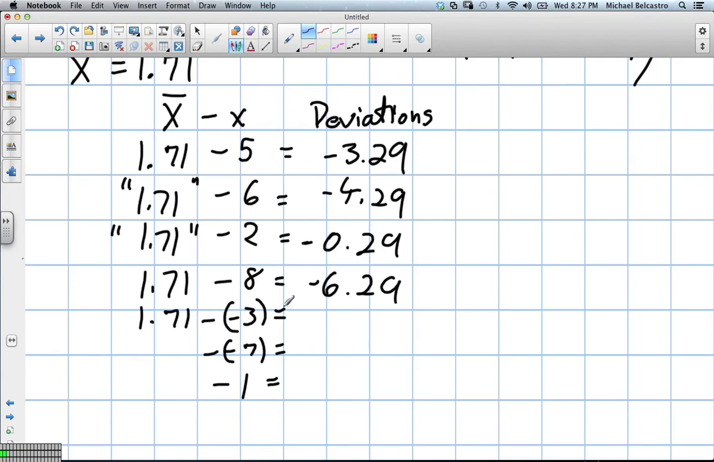What will this one be? 4.71. Yeah, this will be positive. 4.71. Okay. This will be positive 2. 8.71. And then 0.71. So 0.71.